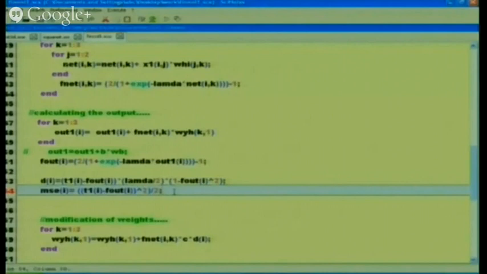Then mean square error is calculated at the output, because we have to check how near the output which is coming is to our desired output and how much error is there. So we are calculating MSE, which is equal to mean square error. Then modification of weights. Modification of weights means this lambda will be carried out in the backward direction, and side by side we are also modifying the weights.